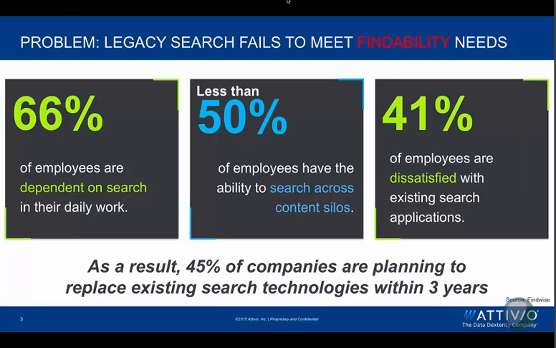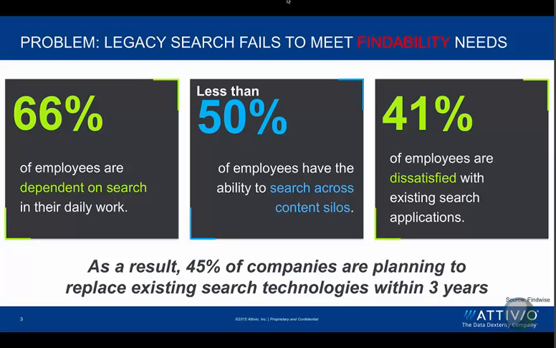In terms of cognitive search and insight, as Attivio views the world, and this is based off of analyst research, as we're citing here, 66% of employees are dependent on search in their daily work. So whether that means they're logging into their local intranet, or logging into their local GitHub repository and searching for a particular piece of content, everyone is using search in some capacity or some form, but less than 50% of these employees have the ability to search across all of those data silos.